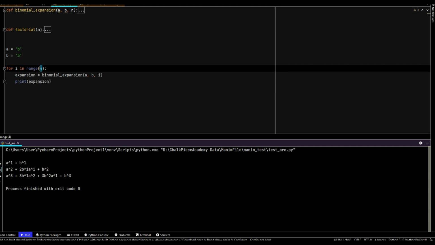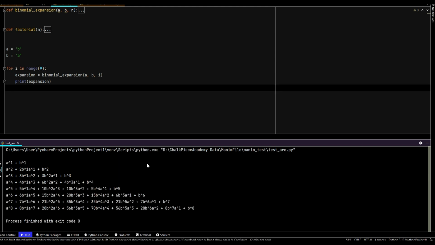Now let me raise it to the power of, say, till 8. So there is a pattern, that's what I mentioned. Let's start off with the power of a basically. Let me take a plus b the whole cube: a cube, a square, a to the power of 1 and a to the power of 0. Let me take a plus b whole to the power of 4. We start off with a to the power of 4, a cube, a square, a to the power of 1 and a to the power of 0.